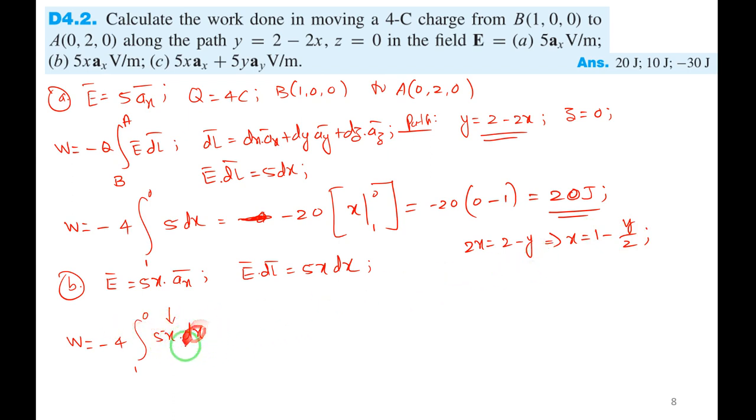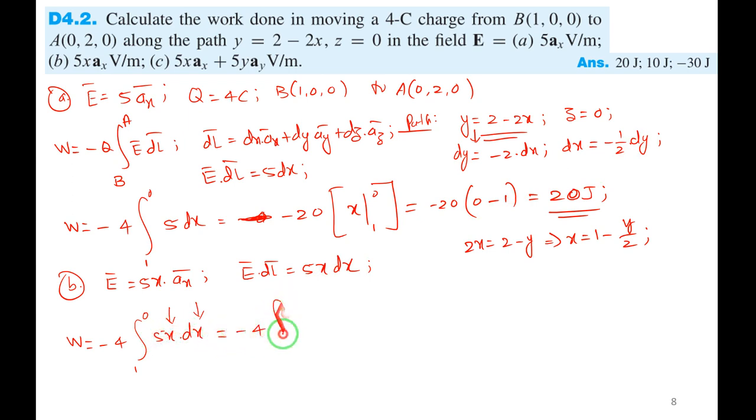Then what about this dx? I have to change it, no? So differentiate with respect to x: y is equal to 2 minus 2x. So dy by dx is minus 2, I will take dx that side, so minus 2 into dx. I hope you are getting it. So dx is equal to minus 1 by 2 into dy. I hope you got it. So I will replace this dx also: dx is minus 1 by 2 into dy.